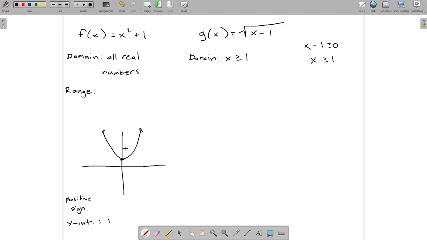So the range of this function, remember the range is all of the y values that my function takes on. That's actually, I guess you could say y greater than or equal to 1, right? This never gets less than 1. There's nothing in my graph down here. It's everything greater than or equal to 1.